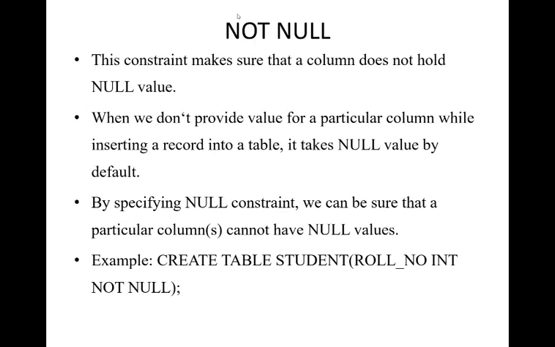First one is the not null constraint. The not null constraint ensures that a column cannot have null values. If we do not provide any value while inserting a record, by default a column stores null. But if we apply not null, the database will not allow null values. For example, create table student, roll number int not null. This means every student must have a roll number. Null values are not allowed.